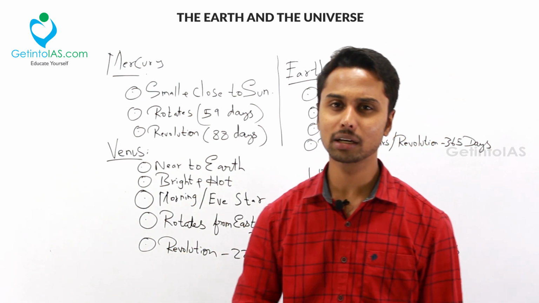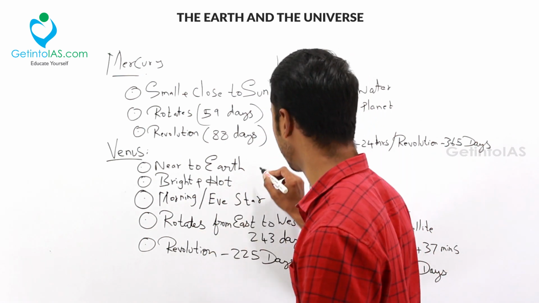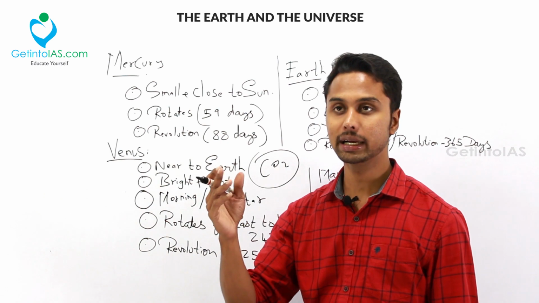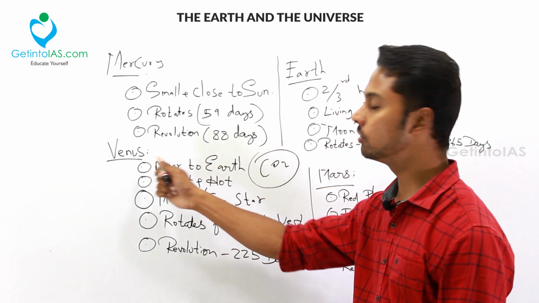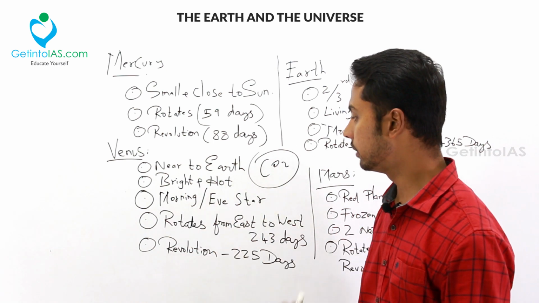Why is it so bright? Venus is so bright because of the presence of CO2. More than approximately 98% of CO2 is present in the planet Venus. That's why it is so bright, and also known as the morning or evening star.